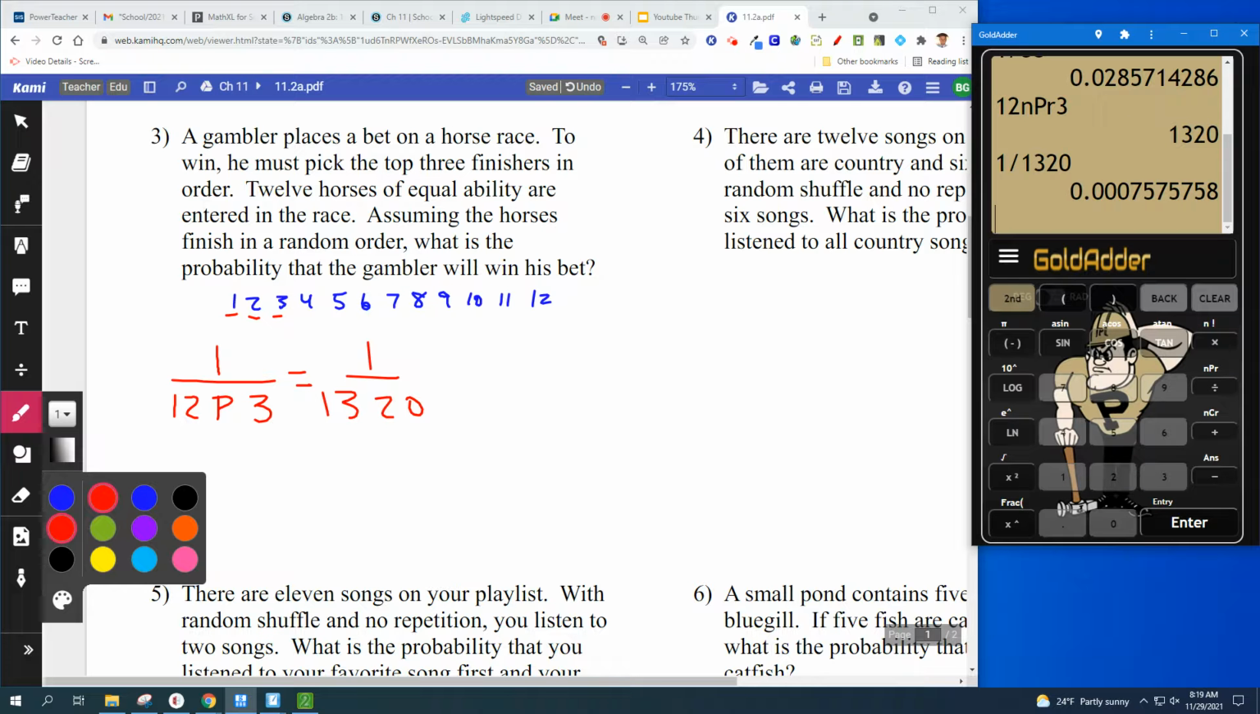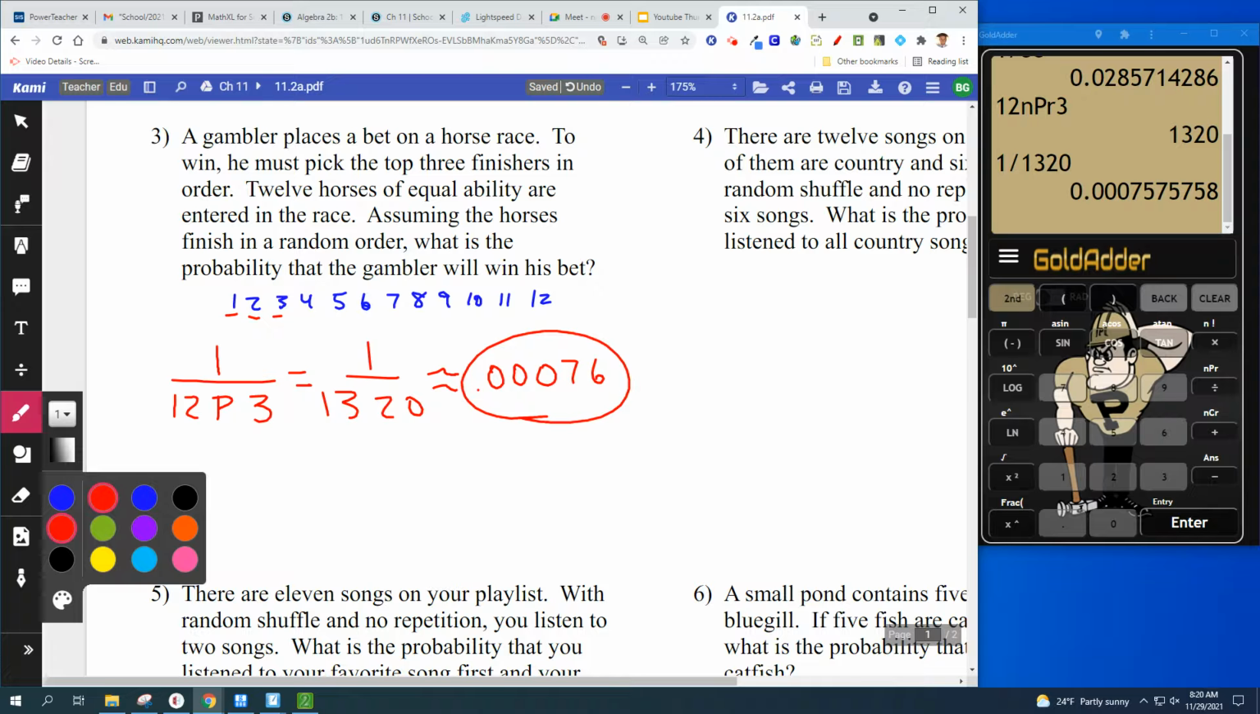1 over 1320 is about 0.000. I think maybe 5 decimal places would be more descriptive this time. So it'd be 0.0008 if we were rounding to 4. Let's call it 0.00076. Doesn't really matter, I don't think, but I think 5 is a little bit more descriptive than 4.